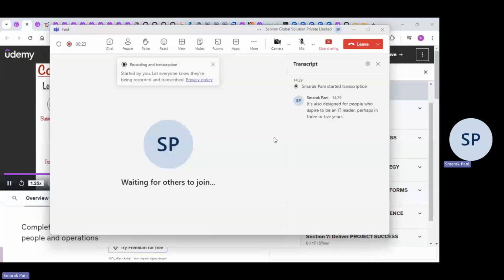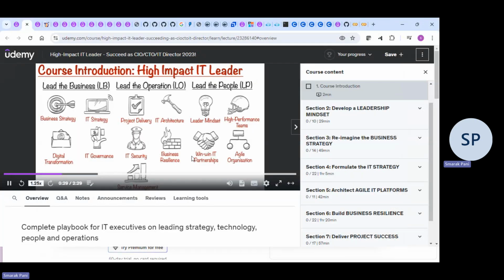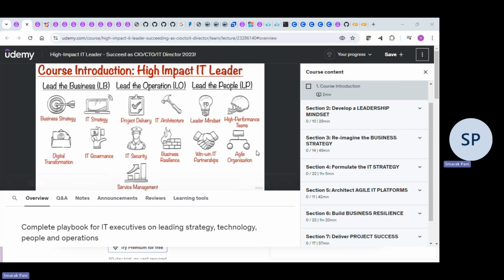It's also designed for people who aspire to be an IT leader, perhaps in 3 or 5 years' time. They could be positioning themselves as a potential CIO. And this course really covers all the different areas that IT leaders need to be on top of and need to be concerned about. What I do in this course is divide these topics into 3 categories. First, leading the business, leading the operation, and leading the people.